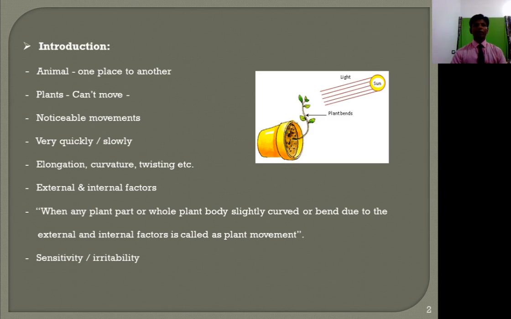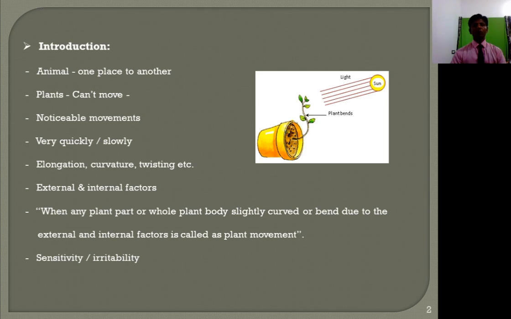We know that the animals move from one place to another place easily, means they show noticeable movements. But in opposite to this, the plants can't move from one place to another place because they are fixed into the soil through the roots. Means they can't show noticeable movements. Actually, the animals show noticeable movements because they move very quickly. But the plants can't show noticeable movements because they move very slowly.